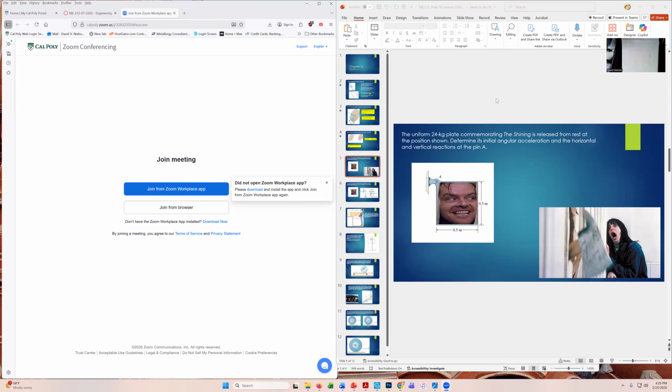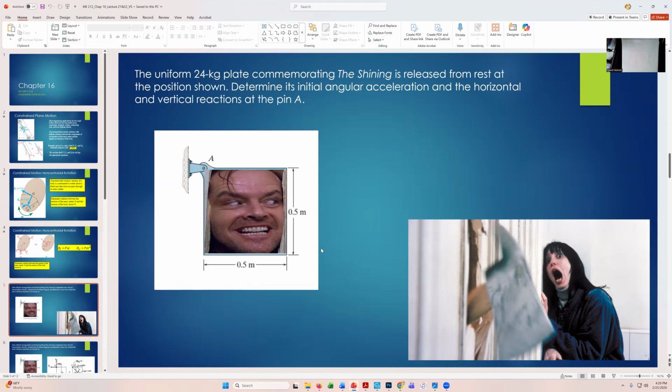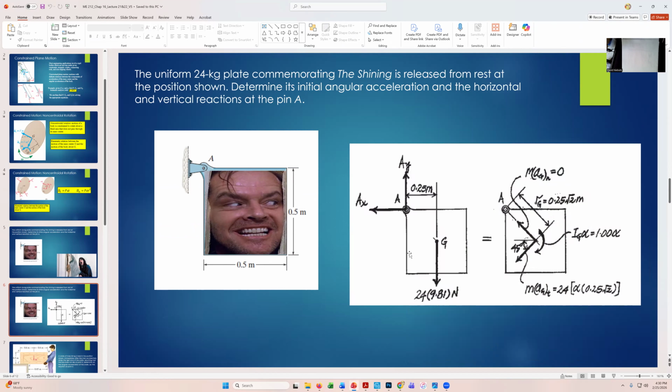Now, if we look at our next slide, you can see that in this case, we have a 24 kilogram plate. And if we release the plate, what's it going to do? It's going to rotate. And so this really looks like this from a free body diagram. You have the reactions Ax, Ay, you have G, and then you have the respective accelerations, one going back towards the center and this going this way.